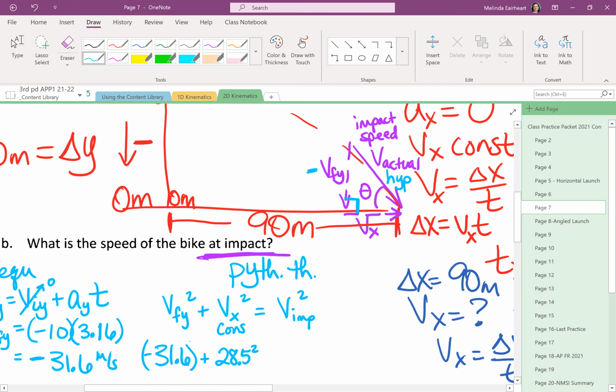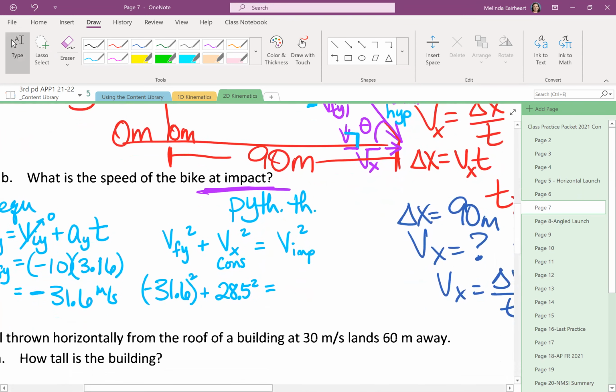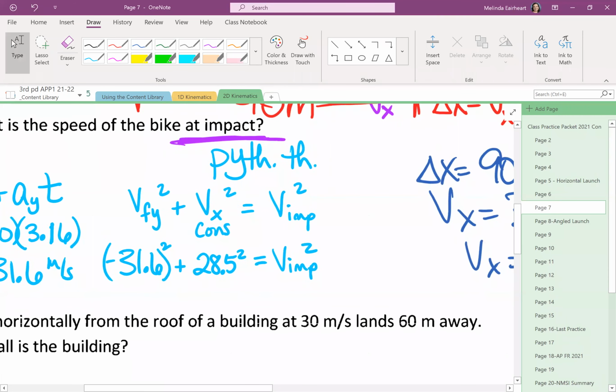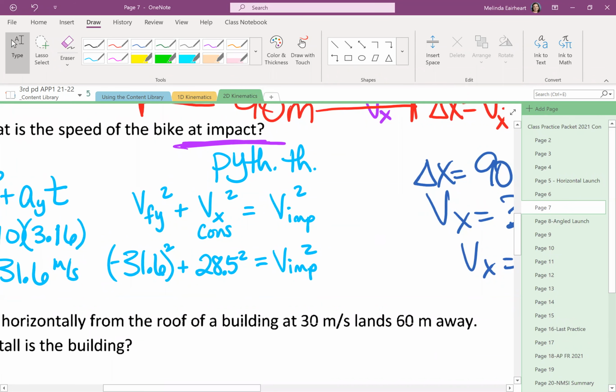And so now we know -31.6. Now that negative is going to square out, right? And so in terms of magnitude, it goes away. And so go on, grab a calculator, square these two final velocities, add them, and then take the square root, right? Don't forget the square root, and let me know what you get.